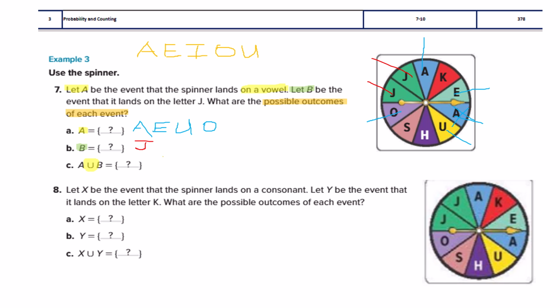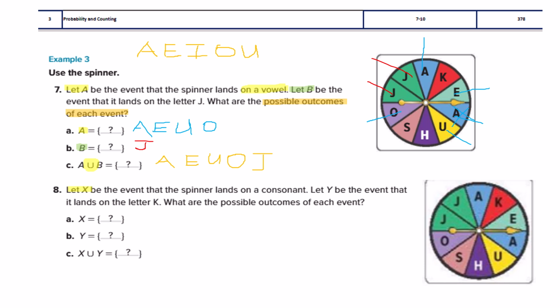So very quickly, what are the events of A? A, E, U, and O. What are the events of event B? And it is J. So this is a sample space of A union B. Now very quickly, I'm not going to complete the rest of the examples. You're going to work it on your own. I'm just going to highlight important words here.